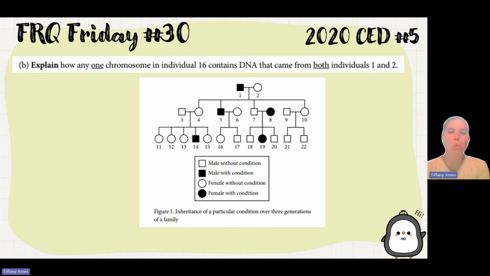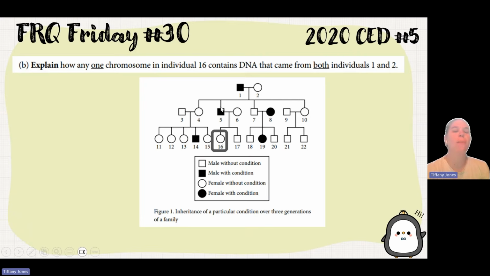Part B: explain how any one chromosome in individual 16 contains DNA that came from both individuals 1 and 2. So we have to think through what happens during fertilization as well as meiosis. Number 5 is going to be the offspring of 1 and 2. And so 1 was able to donate half of its genetic material in its sperm, and 2 was able to donate its half of its genetic material in its egg. And so 5 is going to have one set of homologous chromosomes that came from 1, and one set of homologous chromosomes that came from number 2.